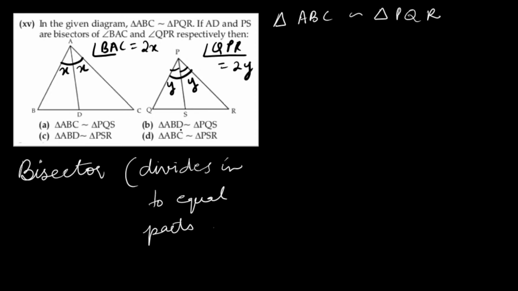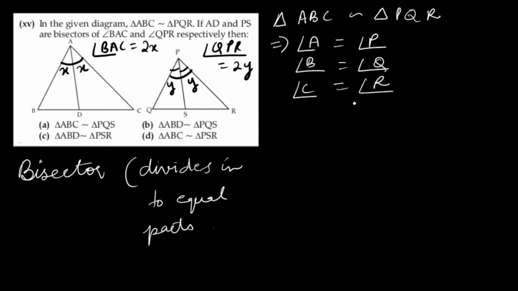Then which option is correct? ABD is similar to PQS. Similarity we know, if two triangles are similar, first of all, all their angles will be equal. I hope you remember the definition of similarity. So if two triangles are similar, then all their angles are equal. Angle A is equal to angle P, corresponding angles are equal, angle B is equal to angle Q and angle C is equal to angle R.